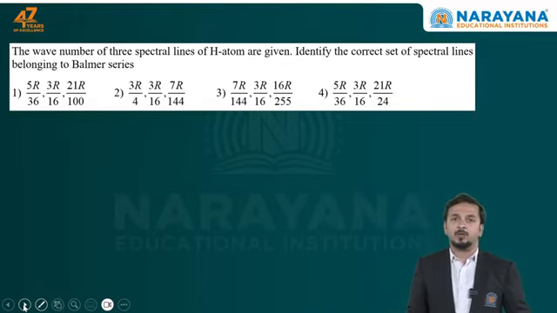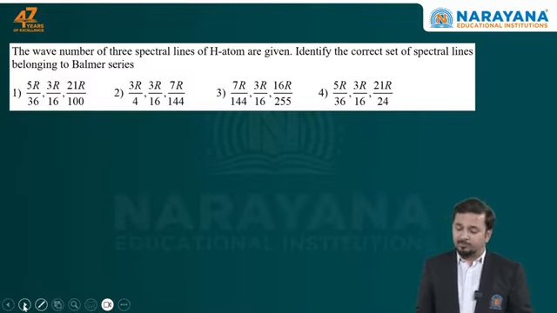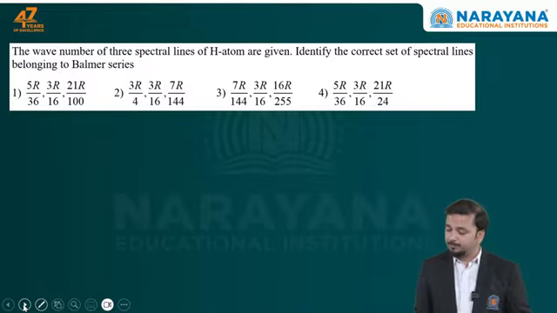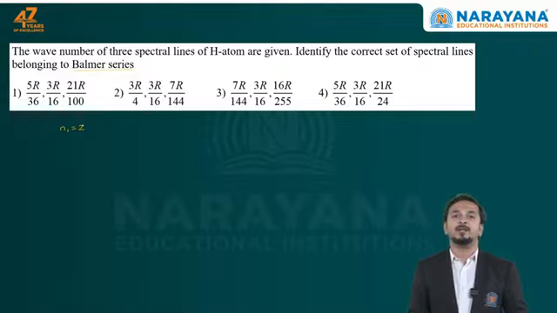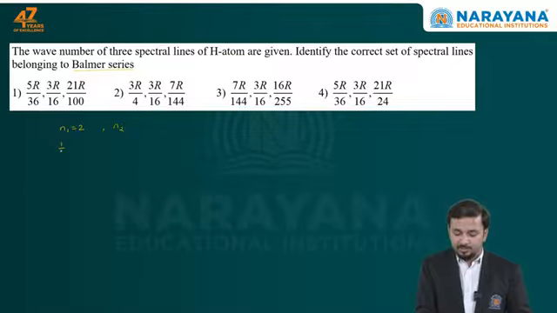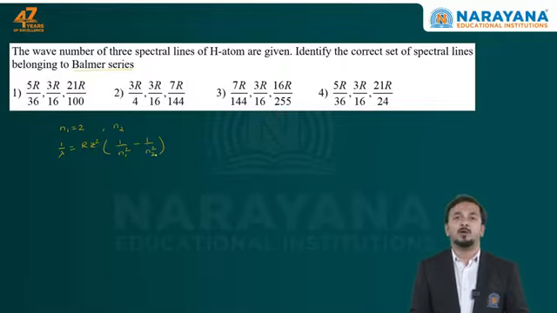The next question is from atomic structure, and it is from hydrogen spectrum. The question says the wave numbers of 3 spectral lines of the hydrogen atom are given. Identify the correct set of spectral lines belonging to the Balmer series. When they say Balmer series, it means n1 will be 2. The electron will make a transition from a higher orbit, which I'll take as n2, to orbit number 2. So I can write wave number, 1 upon lambda, is equal to R Z square into 1 upon n1 square minus 1 upon n2 square. This is the formula to find the wave number.